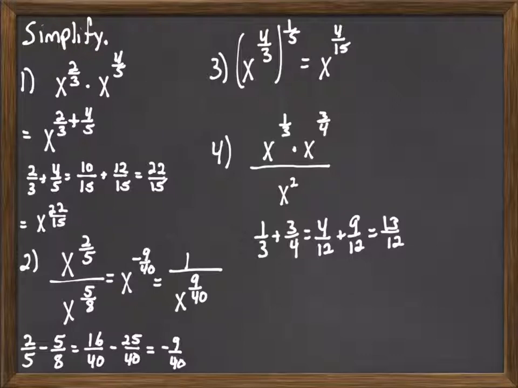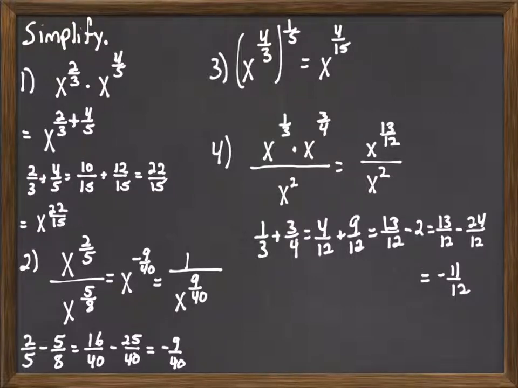So we have to do 1/3 plus 3/4. We can do that by getting a common denominator, which would be 12, and we get the answer 13/12. So our problem now would be x to the 13/12 over x squared. And then we have to subtract our exponents, 13/12 minus 2. So again, we get the common denominator, 13/12 minus 24/12 would be negative 11/12. So we'd write x to the negative 11/12. But again, because of the negative exponent, that has to be moved to the bottom, and we get 1 over x to the 11/12.